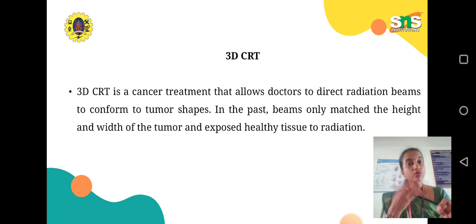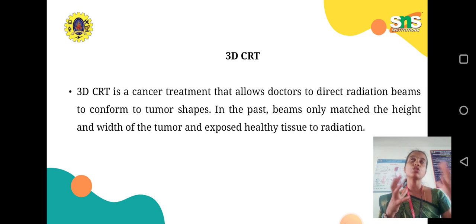Before 3D CRT, the beams which were passed through the body matched only the height and width of the tumors and would expose the healthy tissues also. Thus radiation would be passed not only to the tumor cells, but it would be exposed to the healthy tissues also. To rectify that, we are going for 3D CRT.